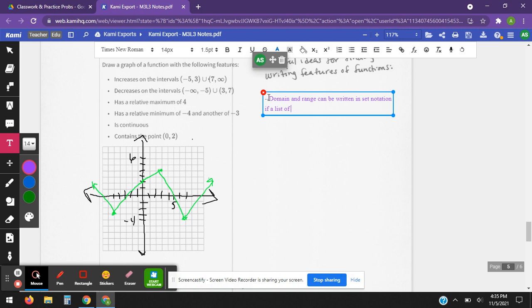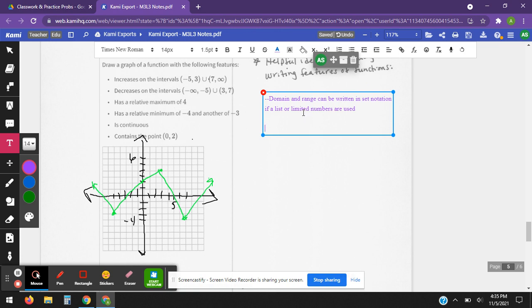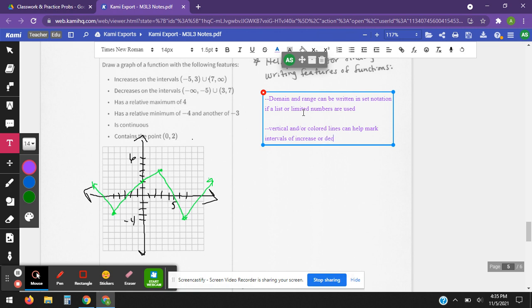if a list or limited numbers are used. Okay, so we don't have to use set notation or interval notation if it's not a continuous function. Another thing we did was vertical and or colored lines can help mark intervals of increase or decrease.